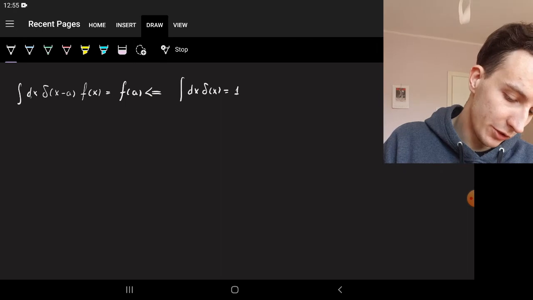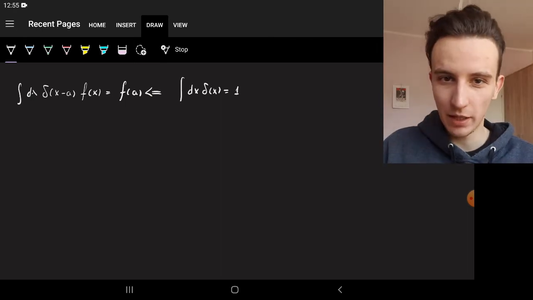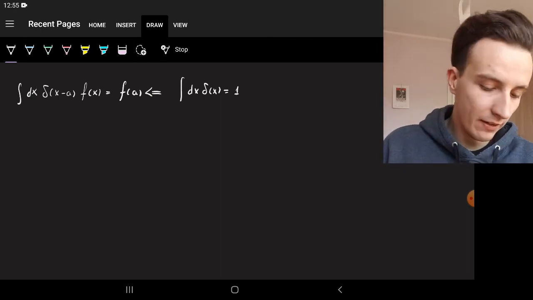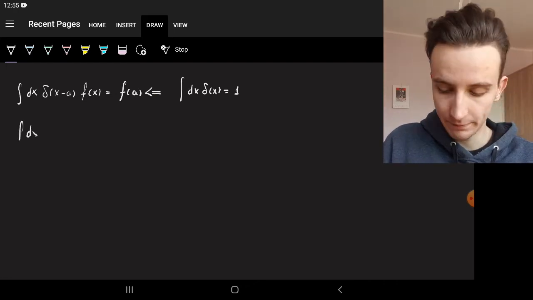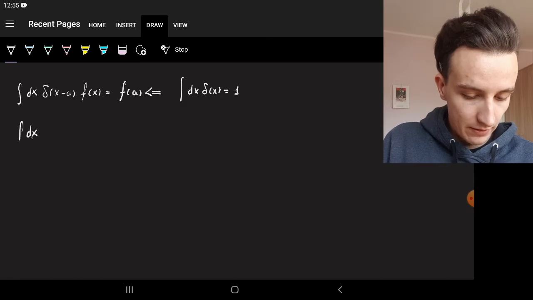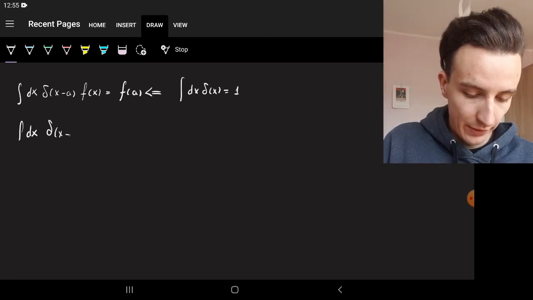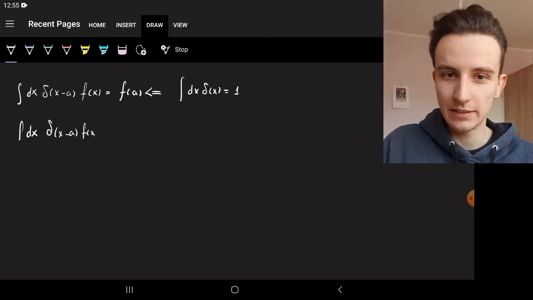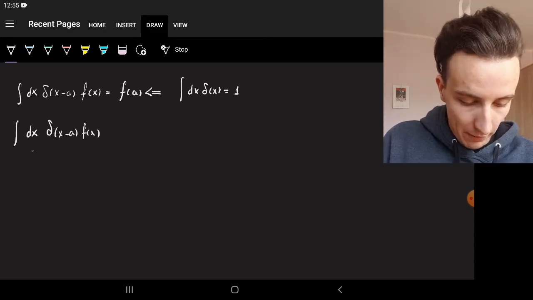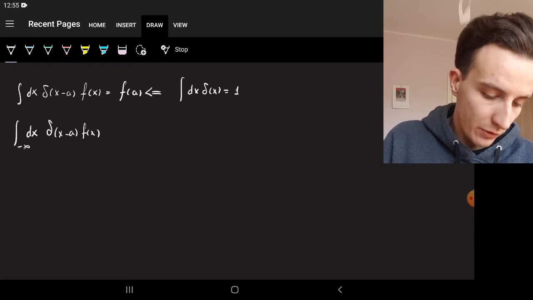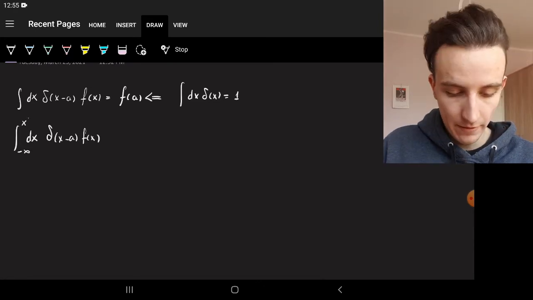And to just be completely mindful of everything that's going on, let's include the limits on this integral. So we're going to be evaluating the following integral. The f of x is some arbitrary function, and we're going to evaluate it from minus infinity to x prime, okay?